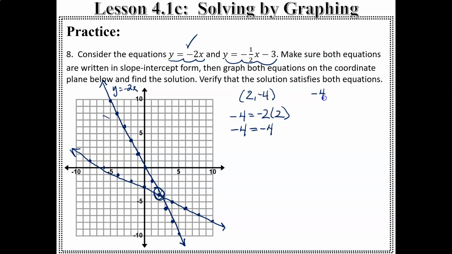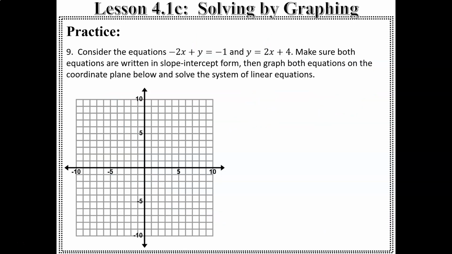So negative 4 for y and negative 1/2 times, what was the other one, positive 2, minus 3. So I have negative 4 equals negative 1 minus 3. So negative 4 is equal to negative 4. That one works too. So we found the right answer. It's a good way to check yourself.